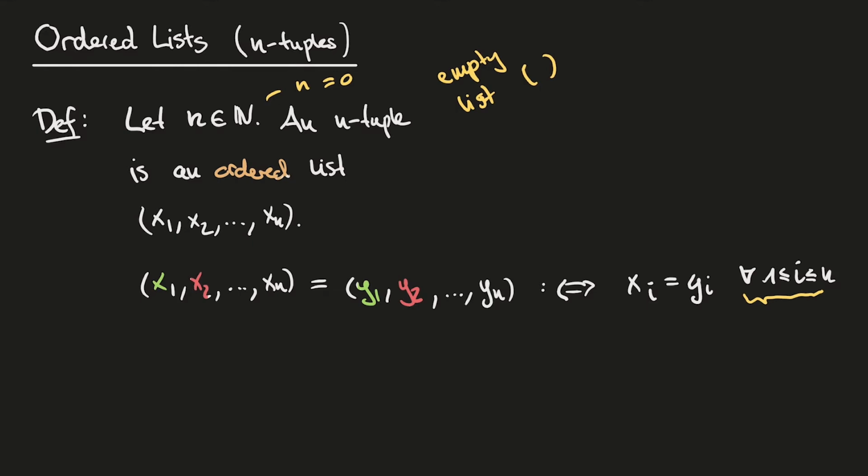Let me give two examples that will help distinguish this notion of an n-tuple from that of a set. Let's consider the sets {3, 5} and the set {5, 3}.